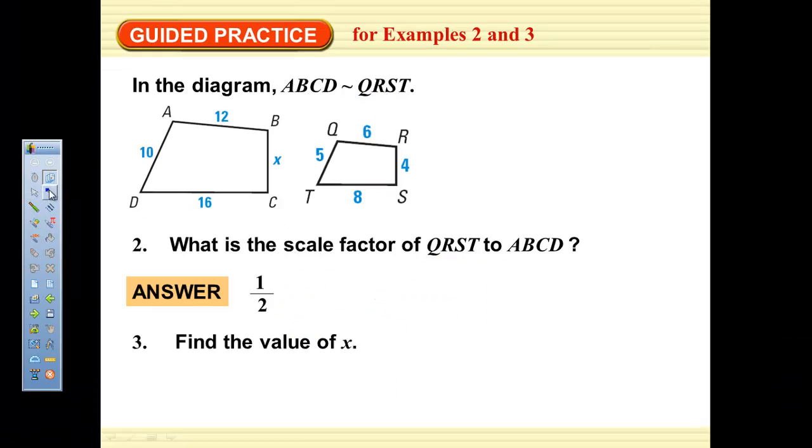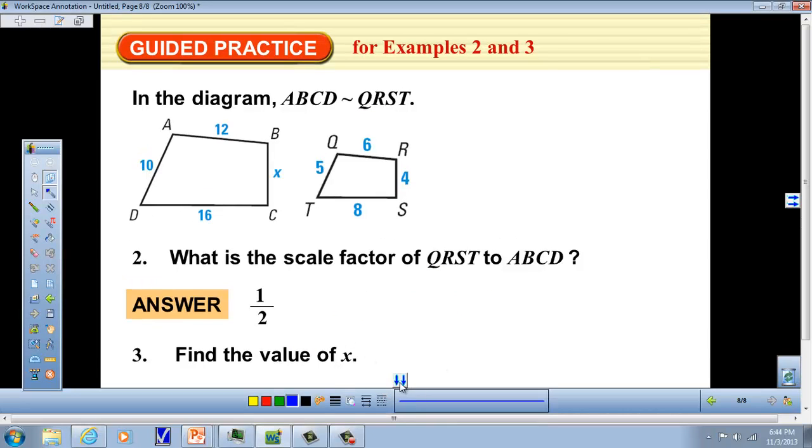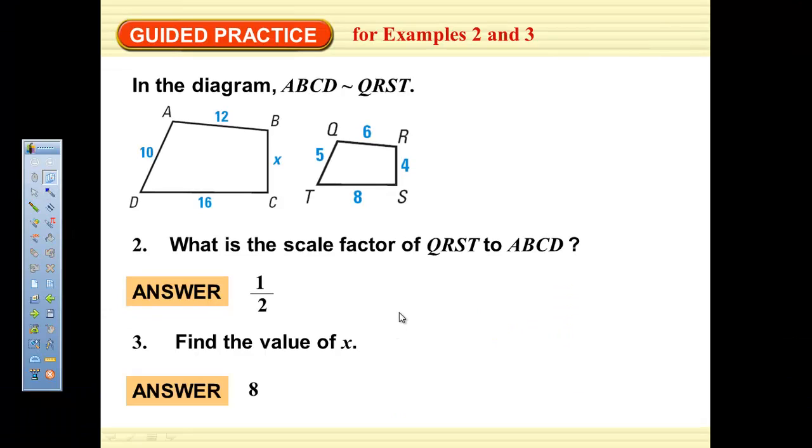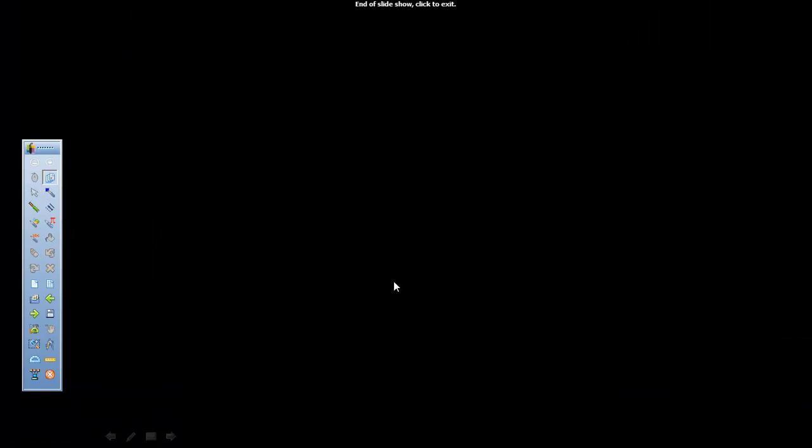They also want to know the value of X. Once you know the scale factor, you can use that in the problem. So you can say 1 to 2 here, and then we see that BC matches up with RS. Oops, I'm sorry, I've got that wrong. It would be 4 over X, because it's small to big. So we cross multiply, we get X equals 8. So it's small to big, and it's small to big again. And we get X equals 8. And we're done here. Thanks.